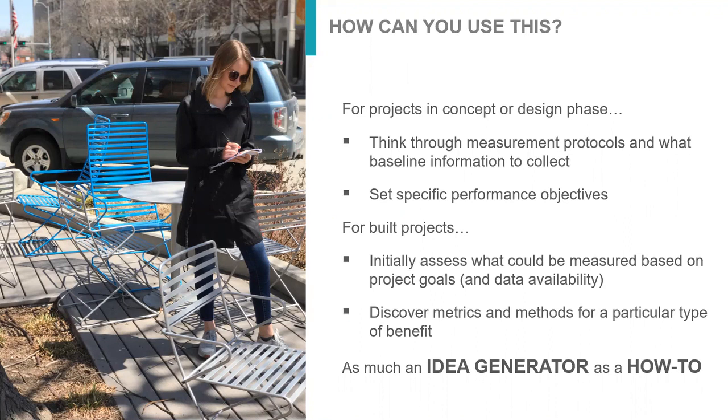If you're going back and evaluating built projects, it could be used to help you assess what could be measured based on your project goals and data availability. So, thinking about what you could or couldn't accomplish measuring. And then also discover metrics and methods for a particular type of benefit. So if you're interested in something in particular, you could get thinking about it. We want the guidebook really to be as much an idea generator as a how-to guide. It should do both. And again, you can download the guidebook on landscapeperformance.org just by entering your email.